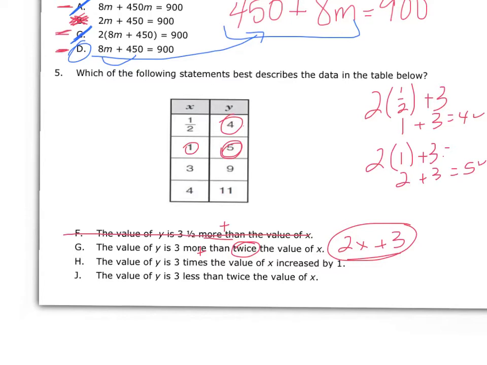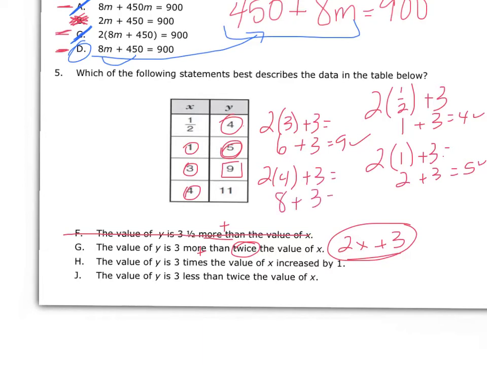I'm going to keep trying 2 times, I'm going to use the 3 this time, plus 3. That's 6 plus 3 equals 9, so that's what we got, so that works. 2 times 4 this time, plus 3.